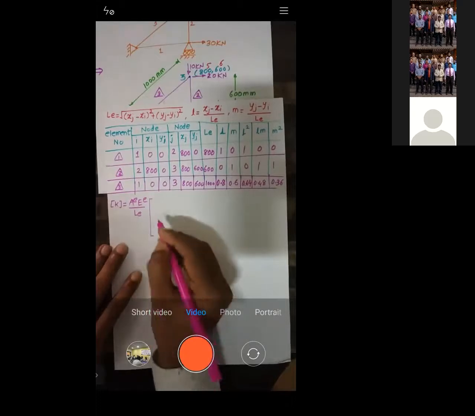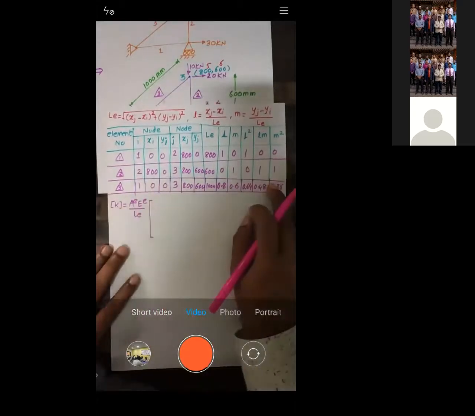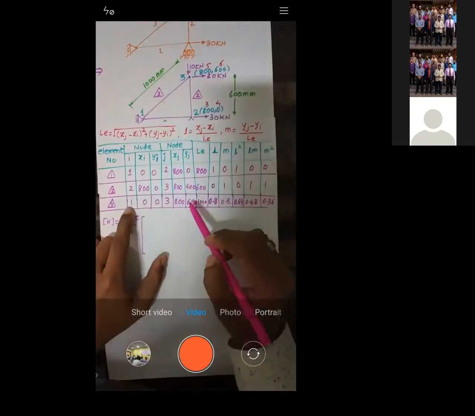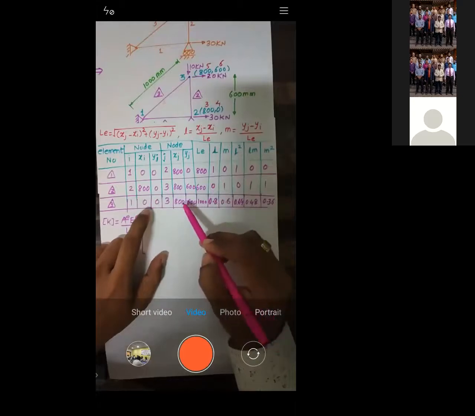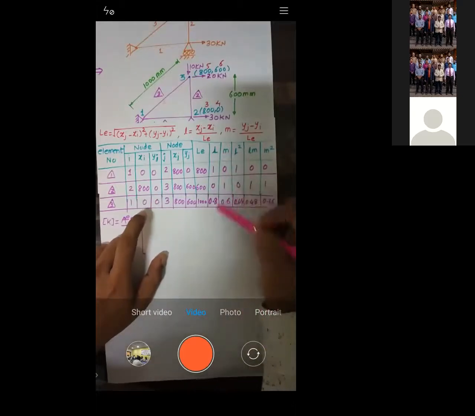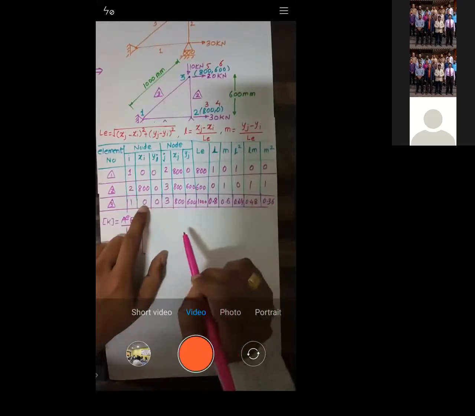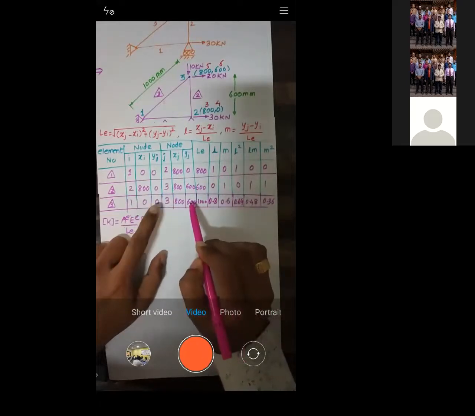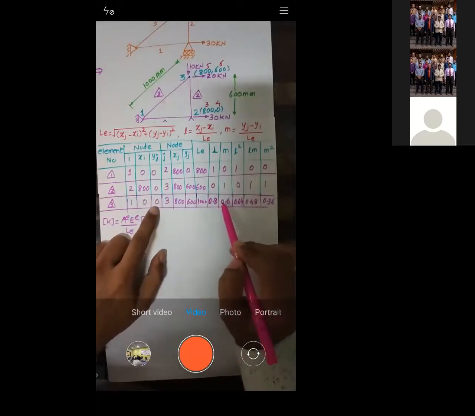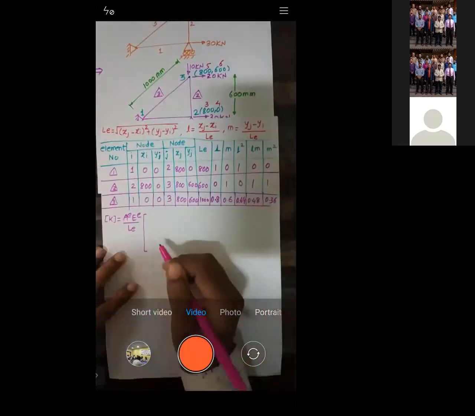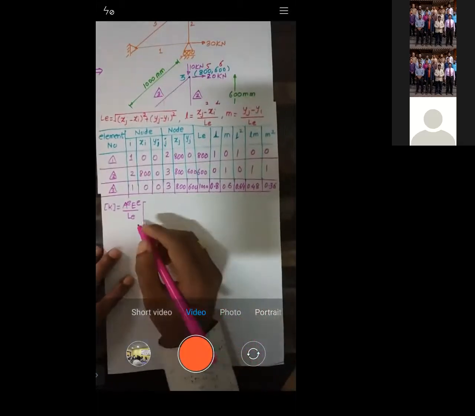So last step, right? What is the last step? Same formula used. The length of the element is already known. L, how will we calculate? xj minus xi is 800 minus 0 by 1000, so that is 0.8. Then M, yj minus yi, that is 600 minus 0 by 1000, that is 0.6. L square is 0.8 square. L into M is 0.48. M square is 0.6 square. Is it okay?